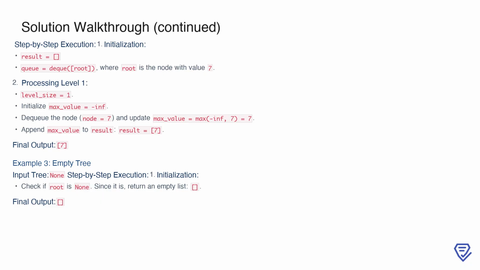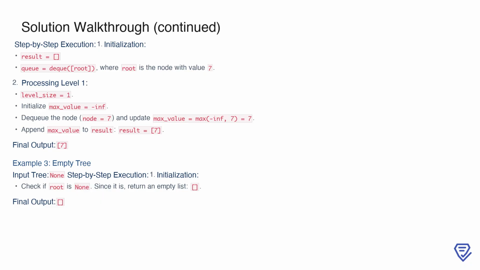Since there is only one node, the level size is 1, and we reset max_value to -infinity. Dequeuing the root node, we compare its value with max_value and update max_value to 7. We append 7 to the result list, resulting in 7. This is the final output for the single-node tree.